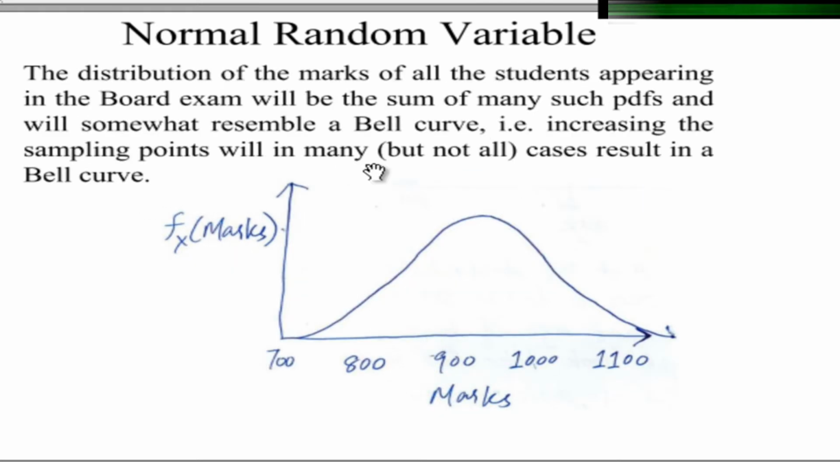So the distribution of the marks of all students appearing in the board exam will be the sum of many such variables and will somewhat resemble a bell curve. You guys can see that the number of students appearing in a board exam is higher than 30 students out of a class. So if you plot it, you will get a very smooth curve, which is shown here.